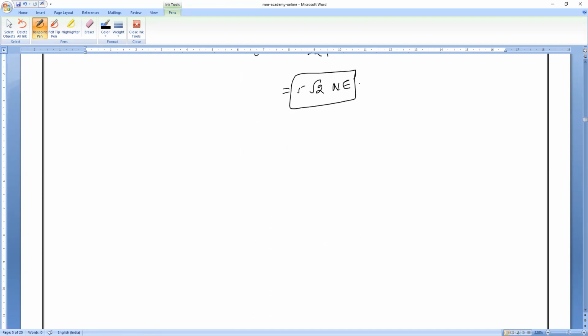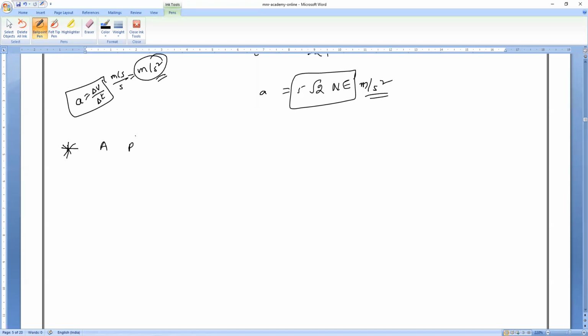So 5 root 2, what are the acceleration units, guys? Meter per second square. Velocity is meter per second. Acceleration is meter per second square. Acceleration means delta V by delta T. Remember, velocity is meter per second, time is again second. So meter per second square will come. Okay. Clear, everybody?